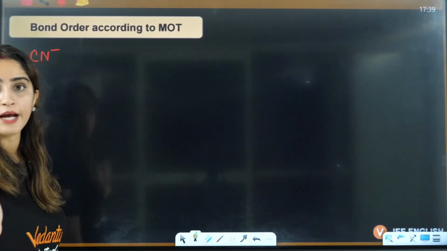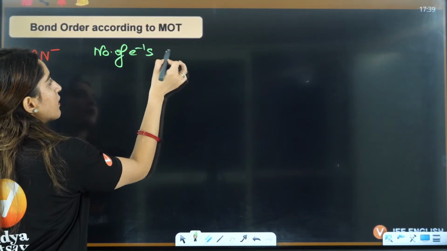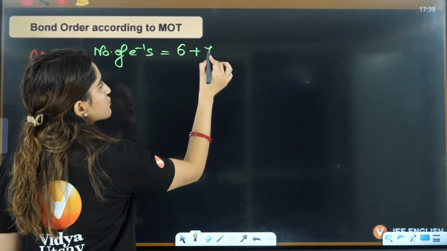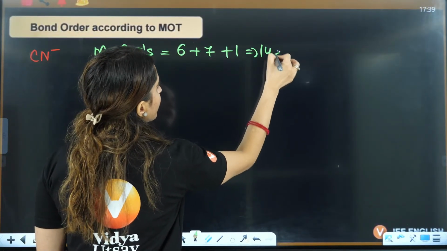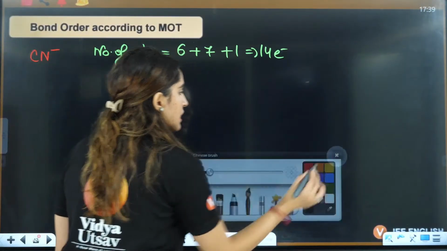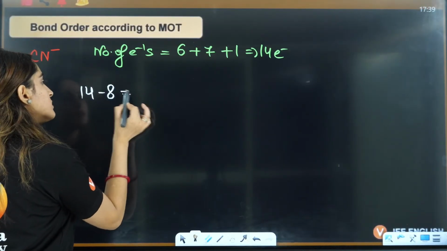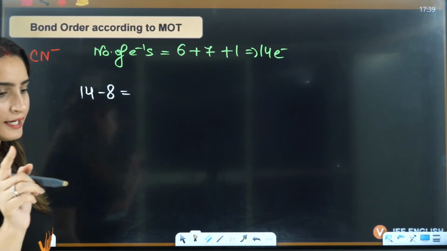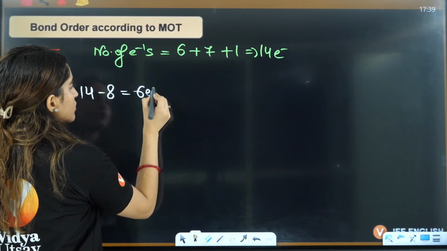Now, how will you do these kinds of questions? Firstly, you calculate the number of electrons. Number of electrons is 6 plus 7: 6 is from carbon, 7 is from nitrogen, and this 1 is from the negative charge. So it will become 14 electrons. Now, out of these 14, you will subtract 8 electrons. 14 minus 8 is 6 electrons.